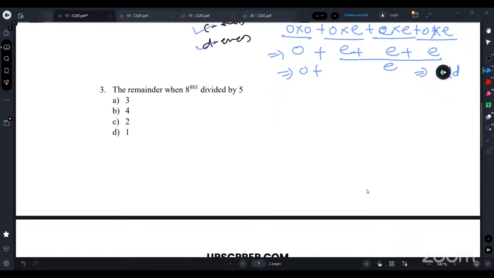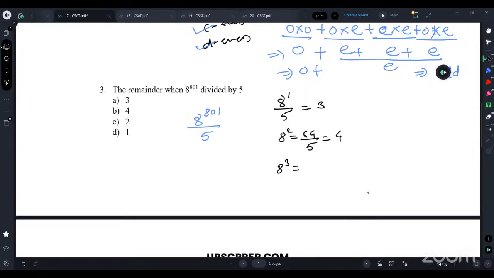What is the remainder when 8 raised to 801 is divided by 5? In such questions, guys, what you have to do is find the pattern. How do you find the pattern? You first see 8 raised to 1 divided by 5. What will be the remainder here? 3, right? 8 raised to 2, that is 64, divided by 5. What will be the remainder? 4, right?